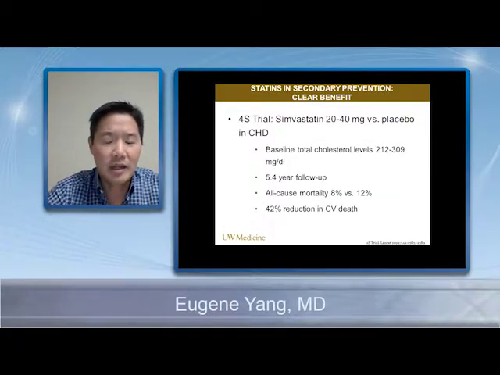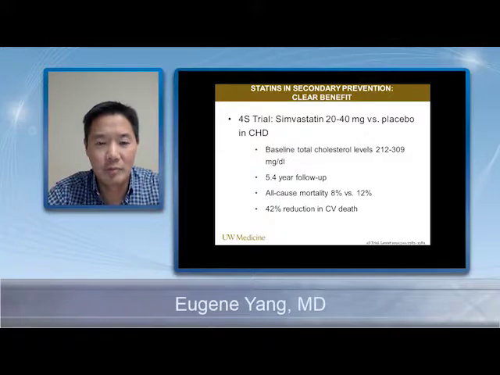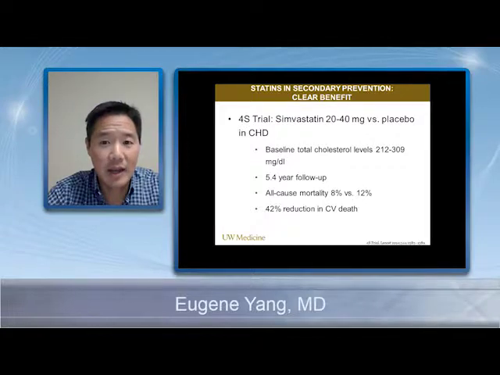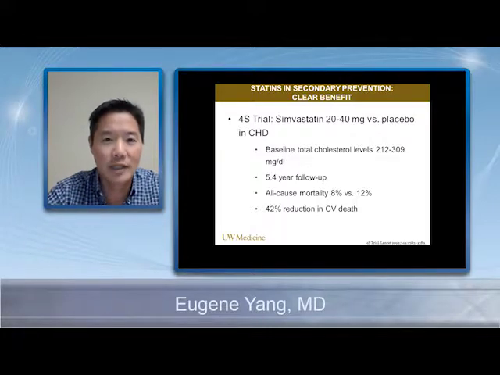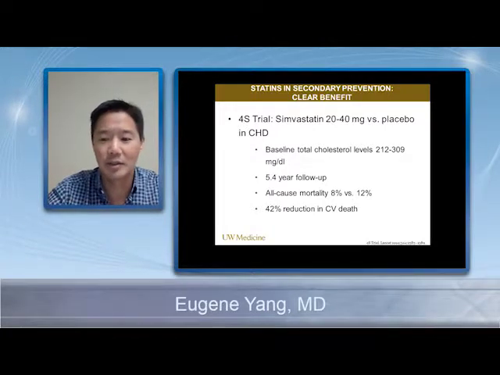So this one study is probably one of the most pivotal trials that came out many years ago in the early 90s, the 4S trial, which was a Scandinavian study. And I just highlight this study to show the benefit of statins in secondary prevention. So you can see here that at 5.5 years of follow-up, all-cause mortality was reduced from 12% to 8%, and there was an overall 42% reduction in cardiovascular mortality. So in secondary prevention, I think there's clearly less controversy about the benefits of statin therapy, and this trial certainly highlights the benefit of treating these high-risk patients.